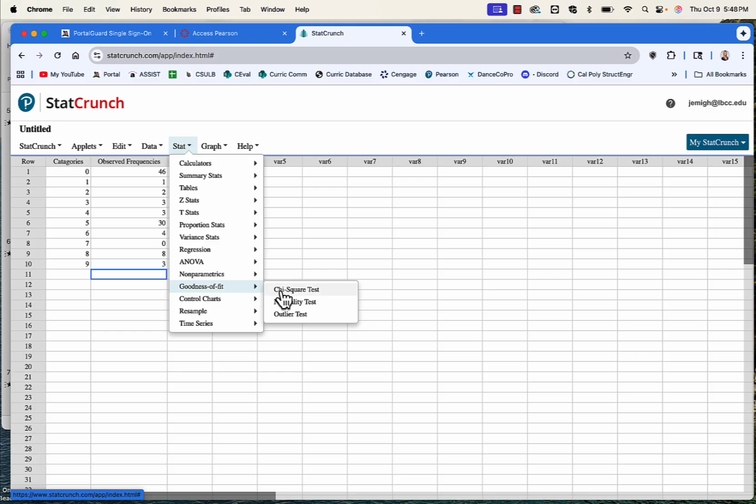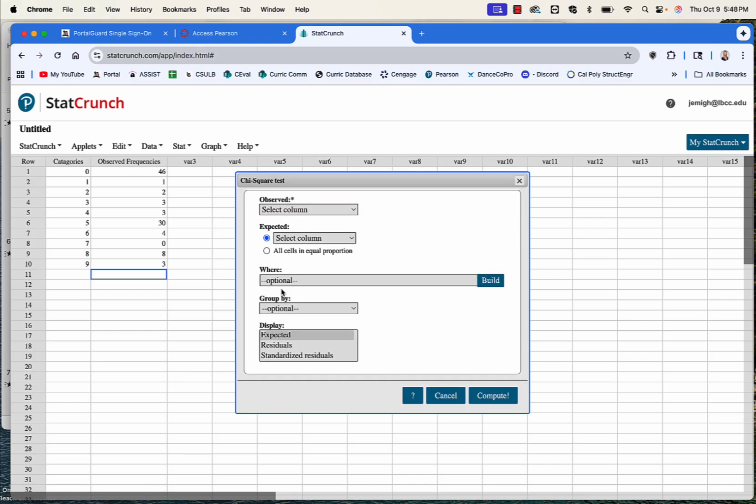Open that program. It doesn't need much from us. Look at this input screen. It's very simple. It wants to know where our observed frequencies are. So we're going to tell the program we put the observed frequencies in the observed frequencies column, not the categories. The next thing the program needs to know is, well, what did you expect to observe? And then we'll see if those fit together.